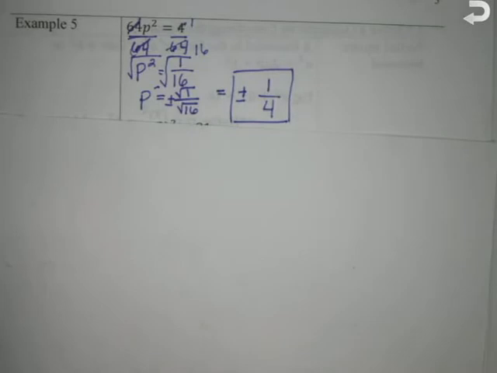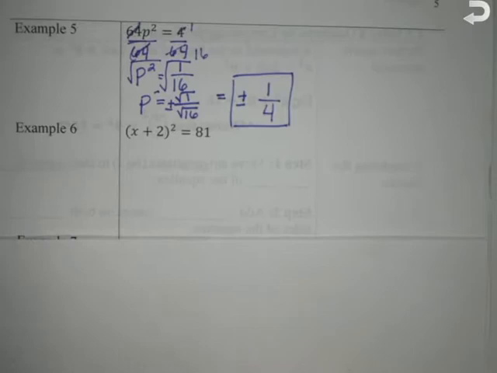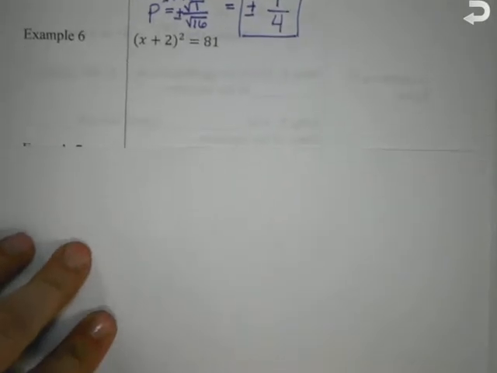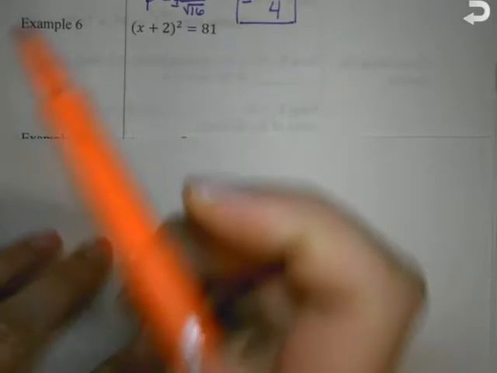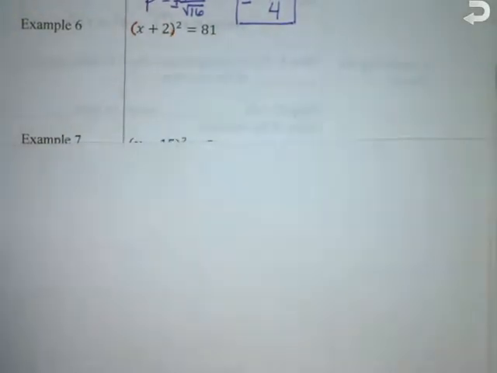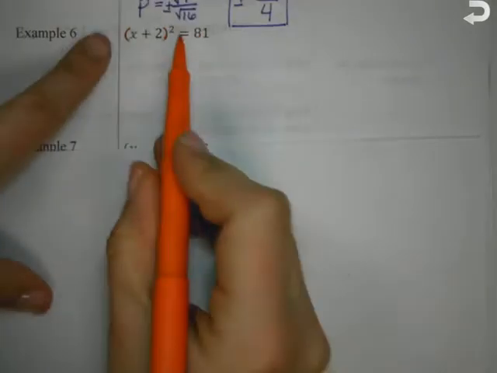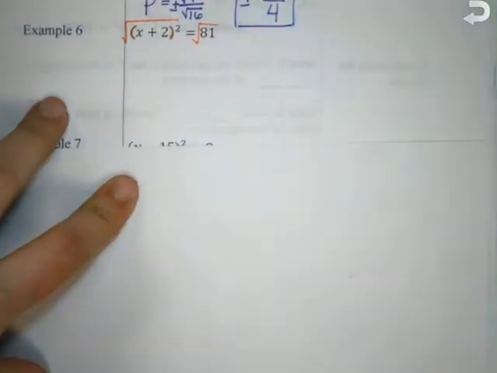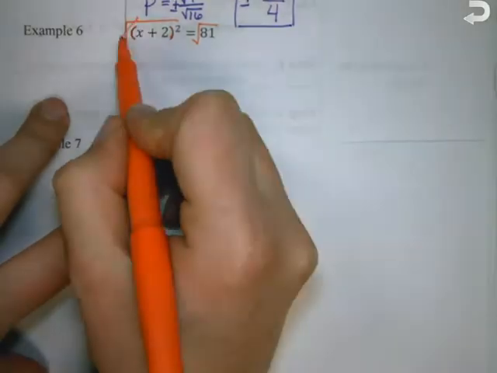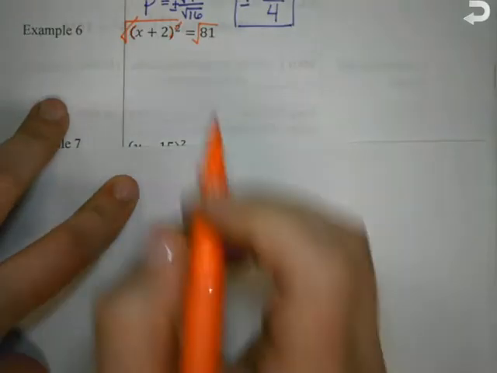Okay. Moving right along. Example 6. Okay, x plus 2 in parentheses squared equals 81. Question, is the squared term by itself? Actually it is, because this whole thing is in parentheses, so they're all attached, right? So whenever we have parentheses squared, we can just take the square root of both sides. So that square root and the square cancel. So on the left, I'm just left with x plus 2, whatever was inside the parentheses.